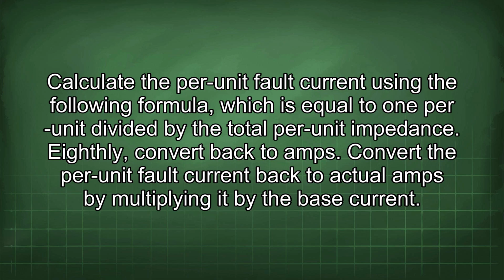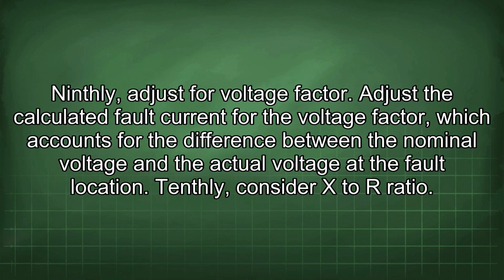Eighthly, convert back to amps. Convert the per unit fault current back to actual amps by multiplying it by the base current. Ninthly, adjust for voltage factor. Adjust the calculated fault current for the voltage factor, which accounts for the difference between the nominal voltage and the actual voltage at the fault location.